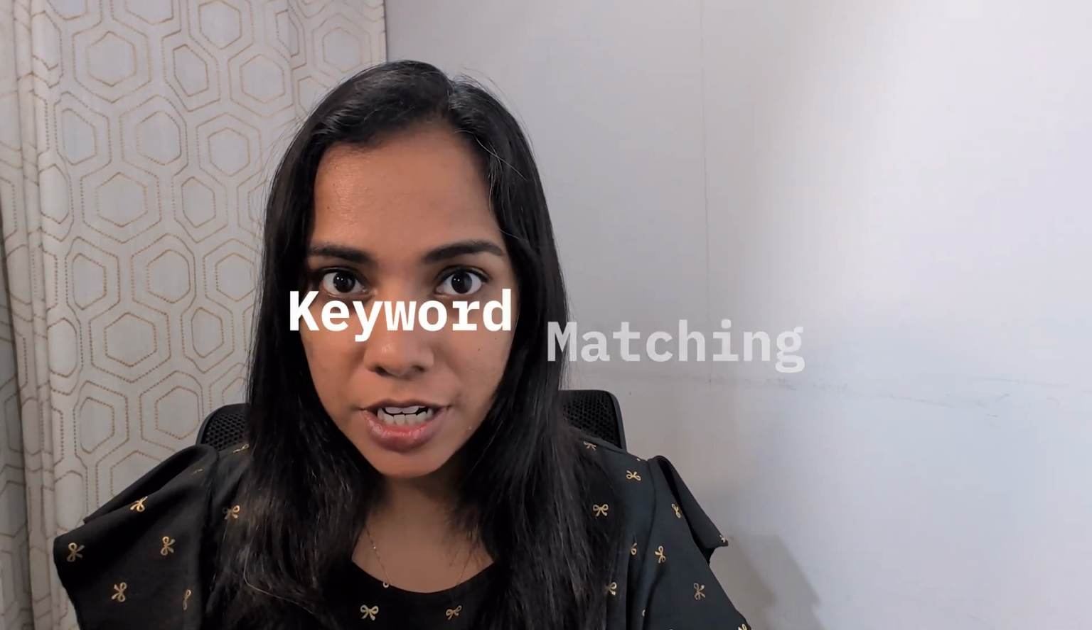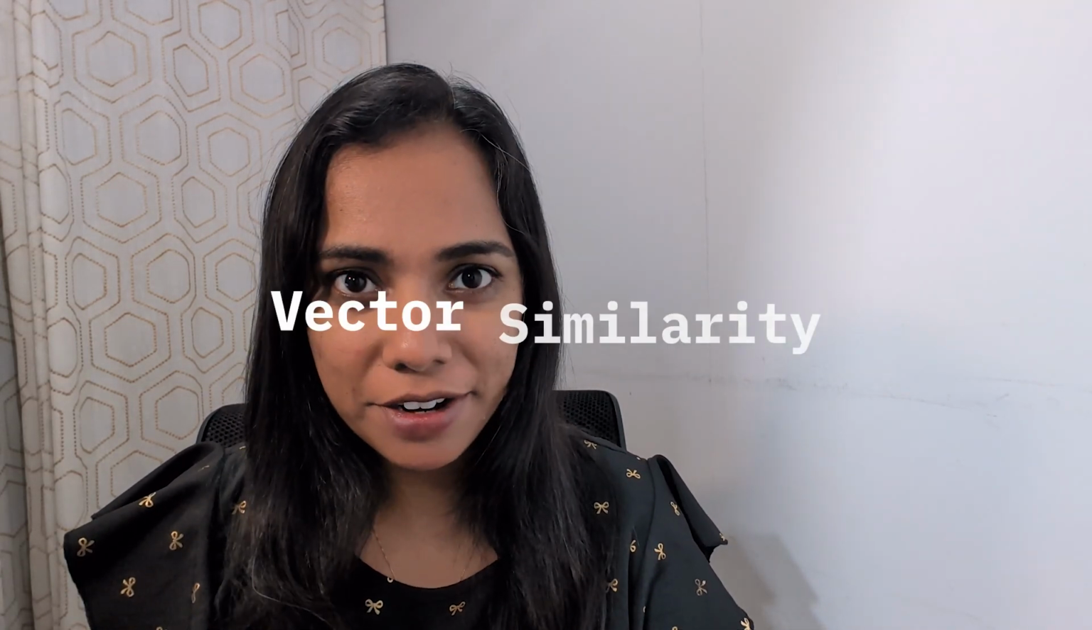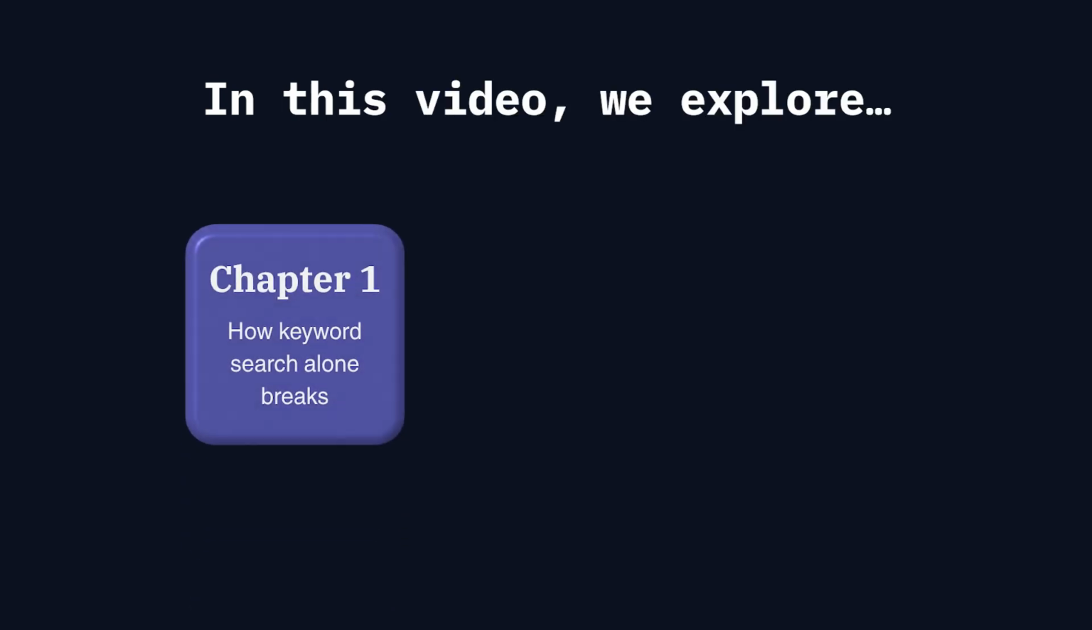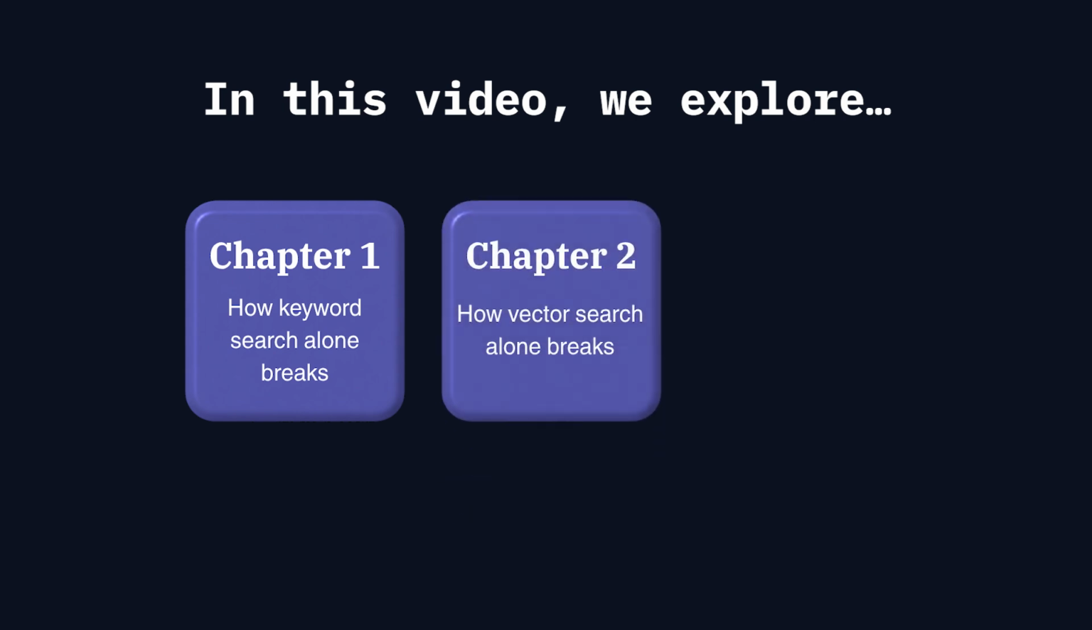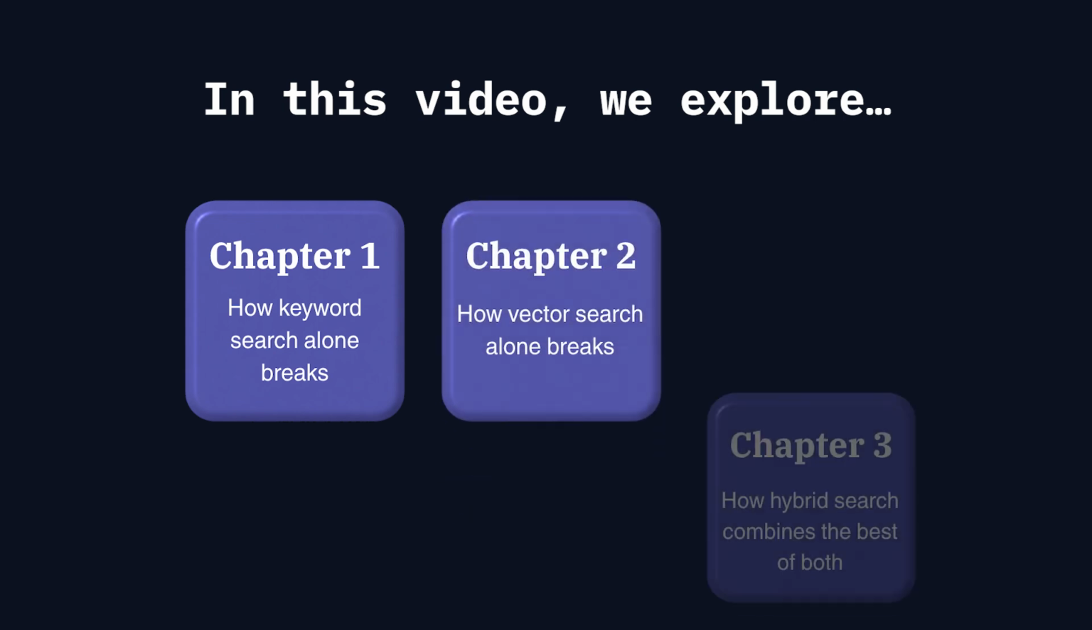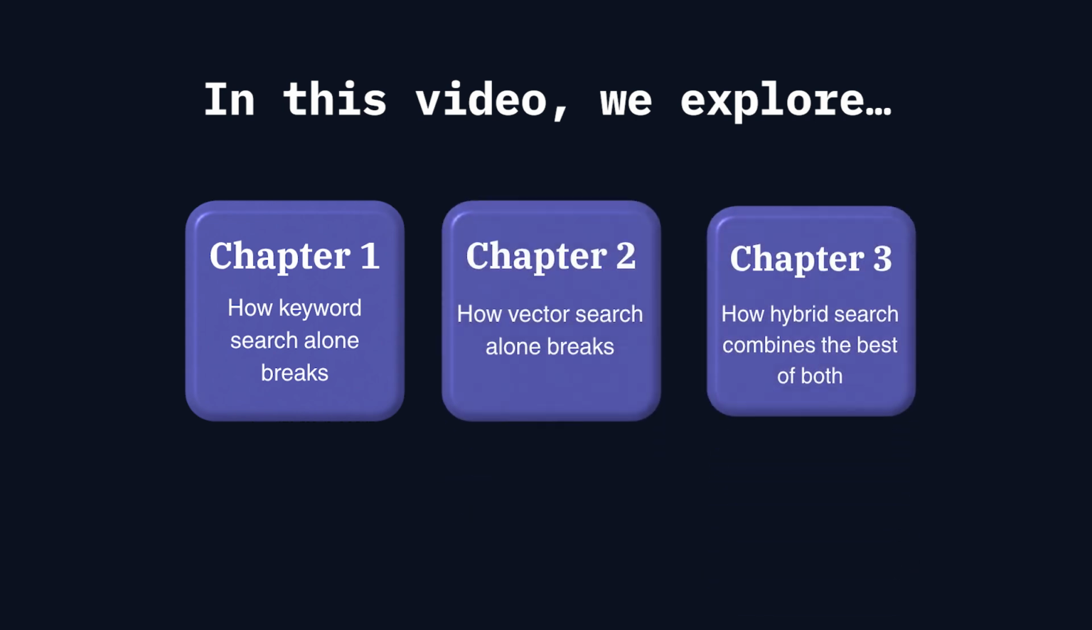Hybrid search is a retrieval method that combines two different ways of finding relevant text: keyword matching and vector similarity. In this video, we'll cover three things: why keyword search alone breaks, why vector search alone also breaks, and how combining the two gives you the best of both worlds.